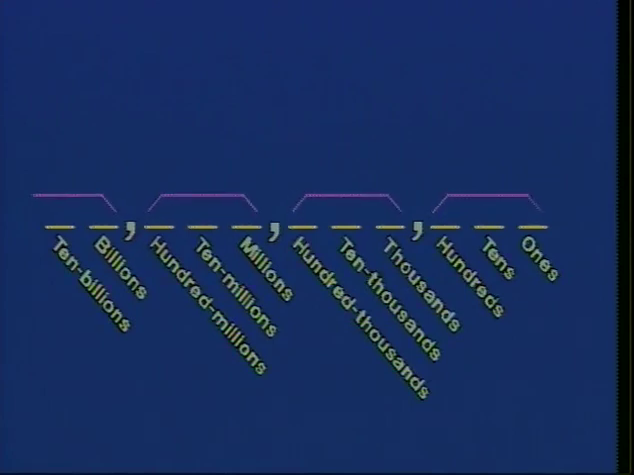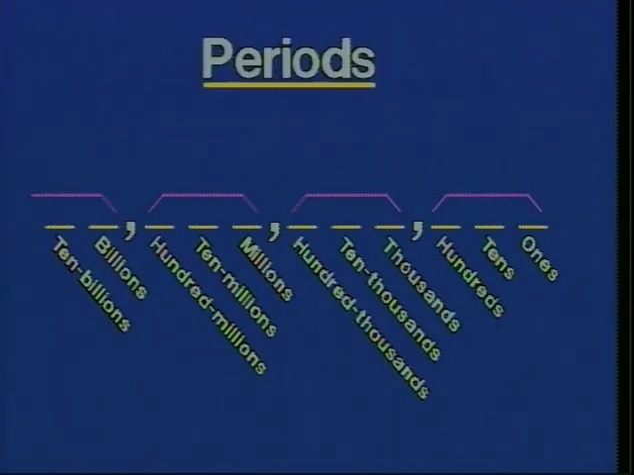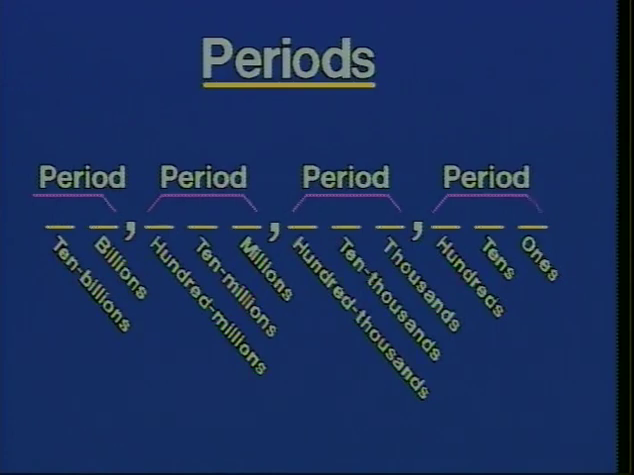Now, each group of 3 digits, that is, each of these groups, is called a period. These are periods. Each one is called a period. And each period has a name. The name for each period corresponds with the word that is at the right of each particular period.